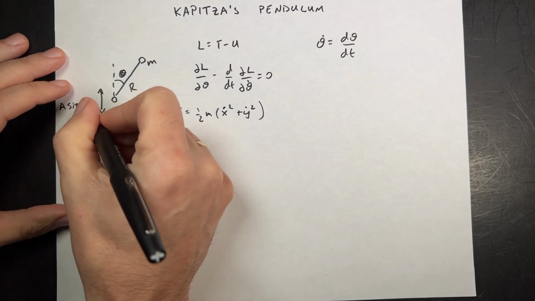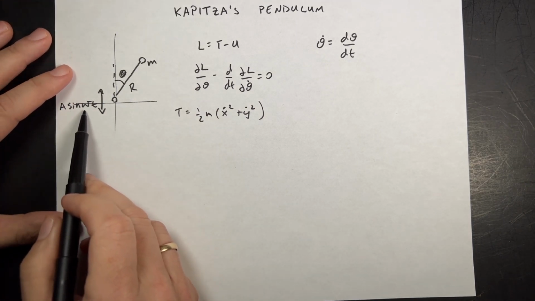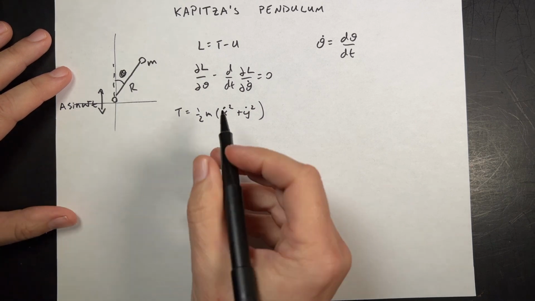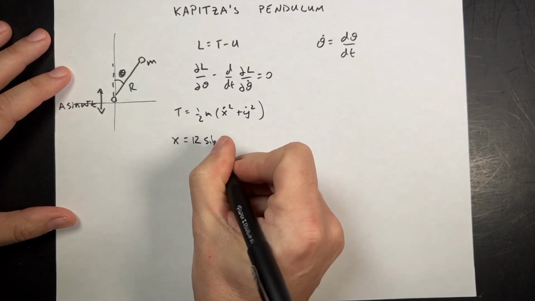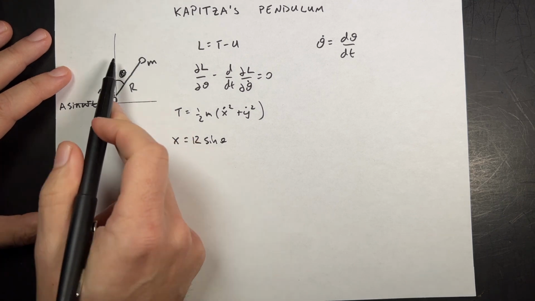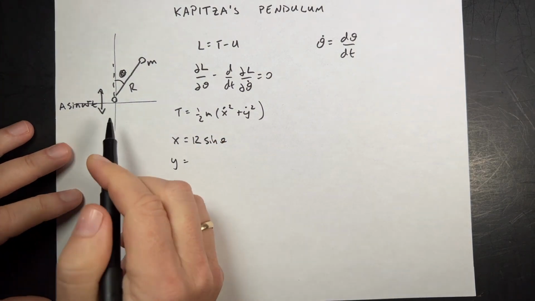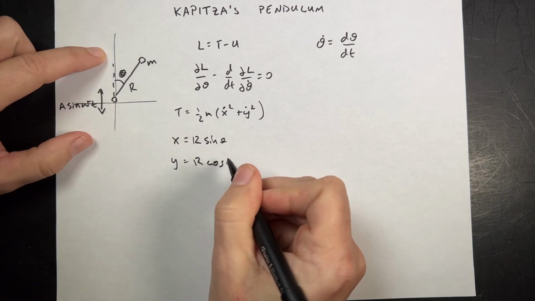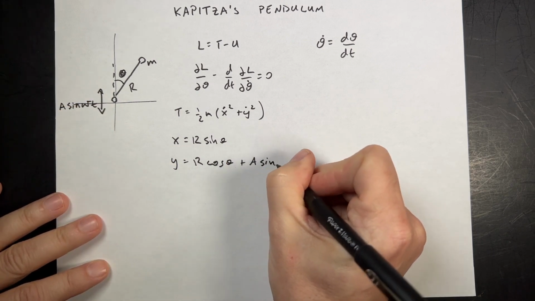So let's say this is the origin right here, and the pivot moves up and down with the position a sine omega t. Then what's the x value up here? Well, I could just say x is equal to this distance r times sine theta. It doesn't depend on how that thing moves up and down. That angle's still going to be theta, so the distance this way is r sine theta. That's it. Now for the y direction, r cosine theta is this distance, but that pivot point moves up and down, so I'm going to say plus a sine omega t.